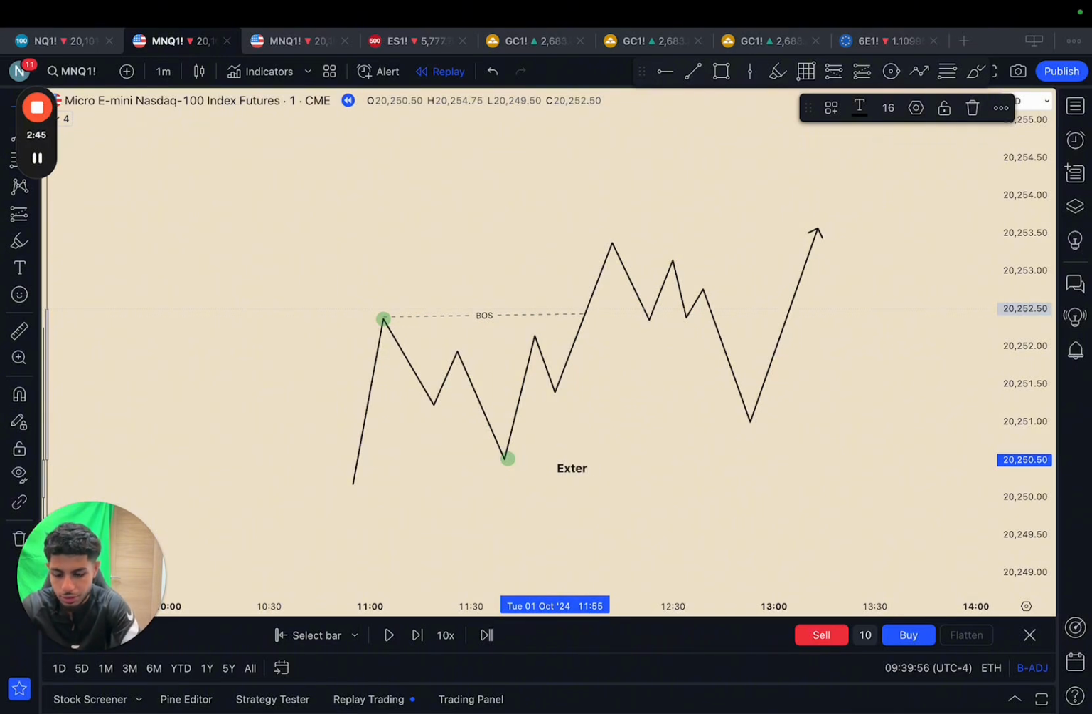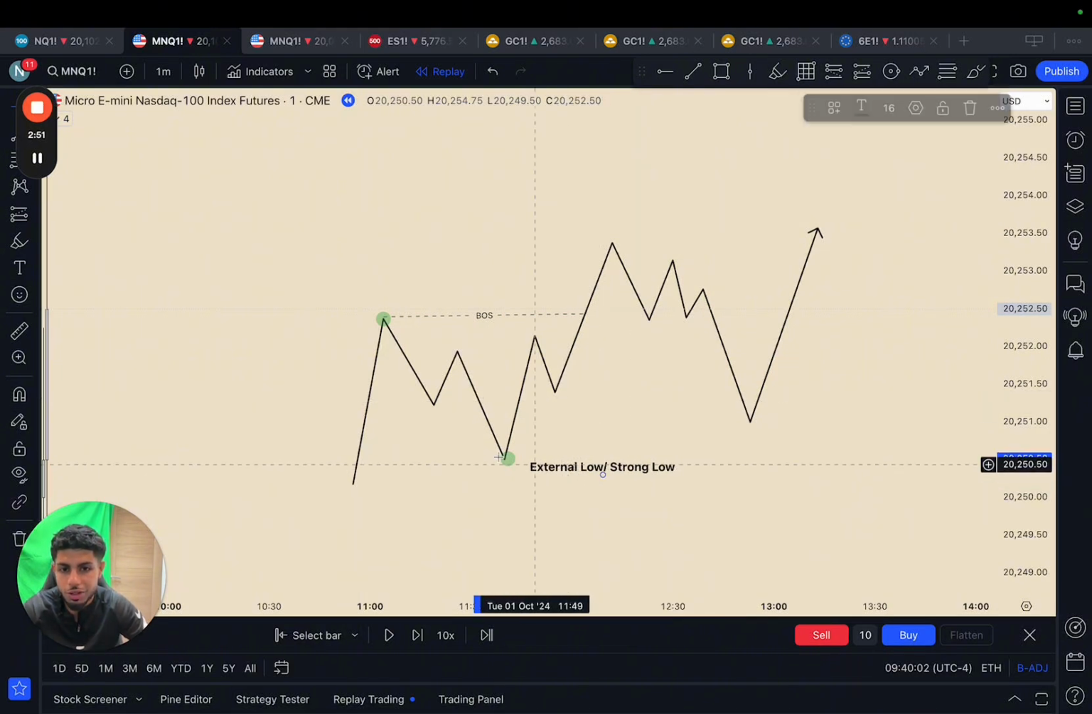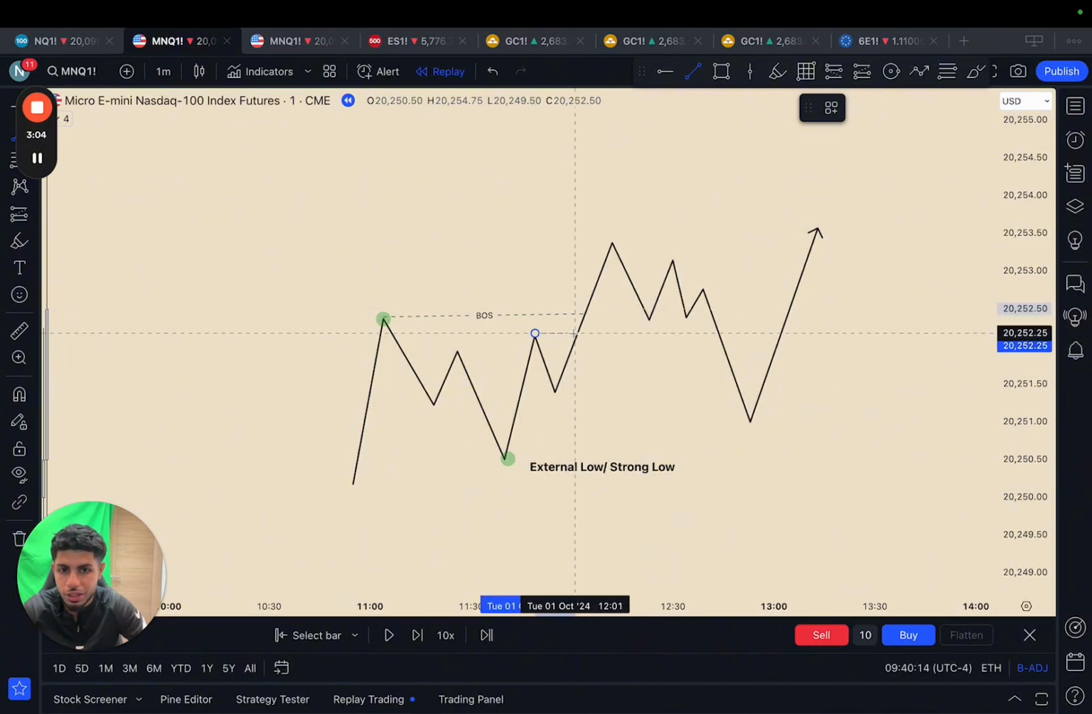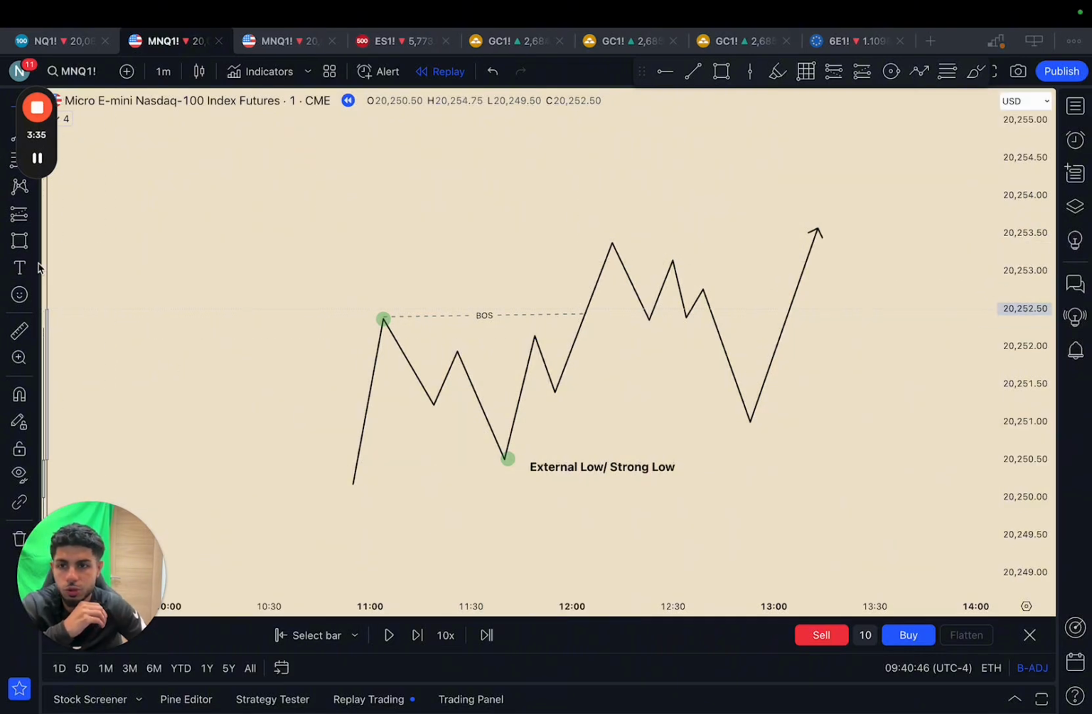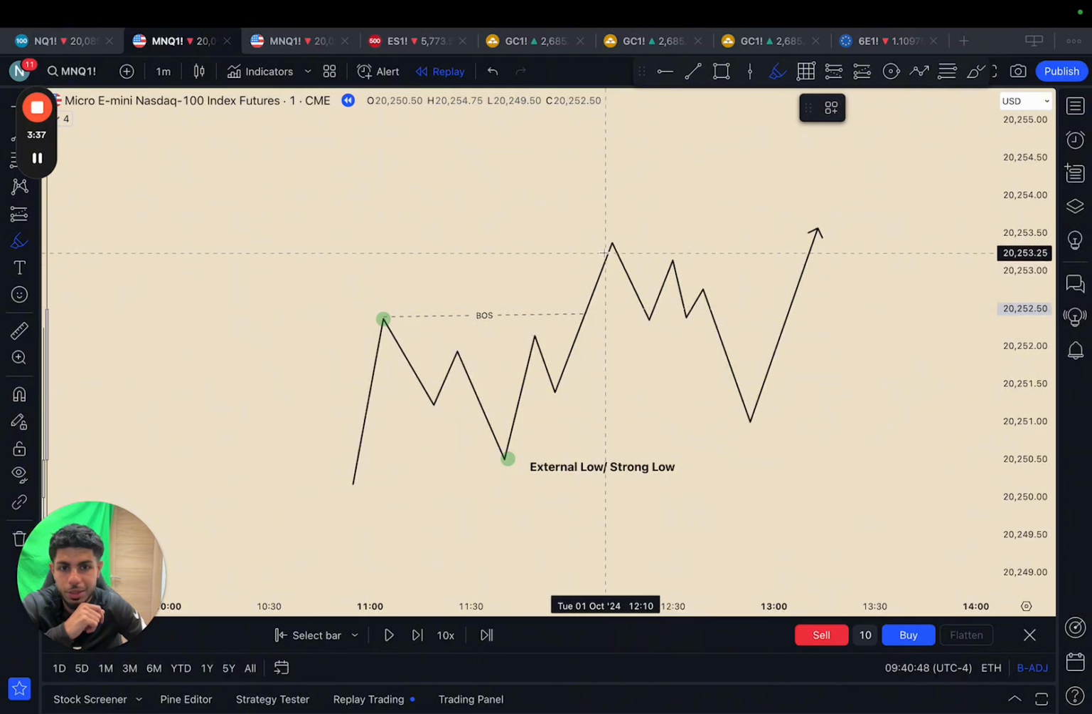This is the strong low. This area here, this is the low that puts in the new high. This is the low that needs to get respected. All of this is internal. We aren't too fussed about it. This here is just another internal break of structure. Now we have this external strong low. We can see it puts in this new high up here.